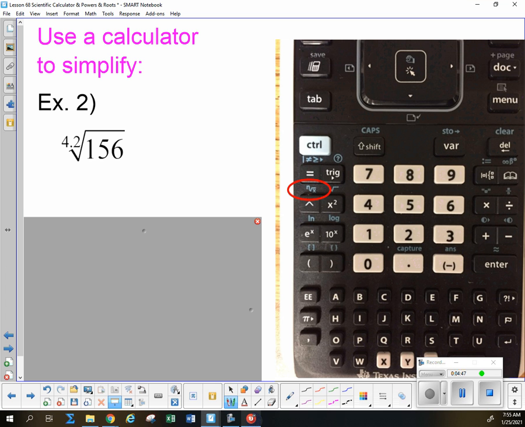So we said that one was approximately 3.328.